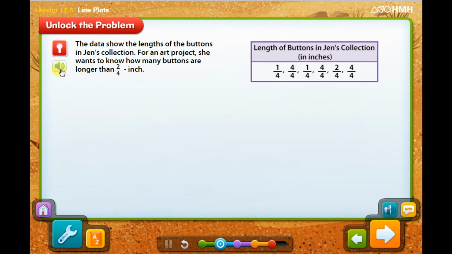First, let's read together. The data show the lengths of the buttons in Jen's collection. For an art project, she wants to know how many buttons are longer than 2/4 of an inch. Let's unlock this problem. So first, what are the givens here? The givens are the lengths of buttons in Jen's collection in inches. As you see, they are all fractions and all the denominators are 4, right? Some numbers are repeated, like 1/4 is repeated 2 times, 4/4 repeated 4 times, 2/4 repeated 1 time.